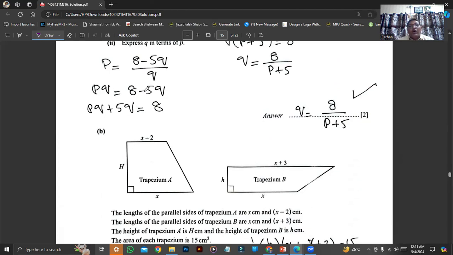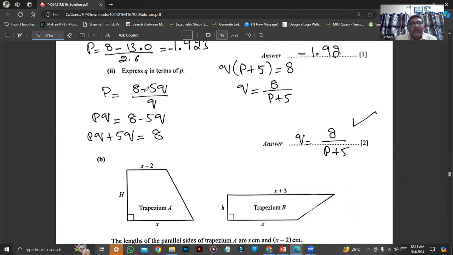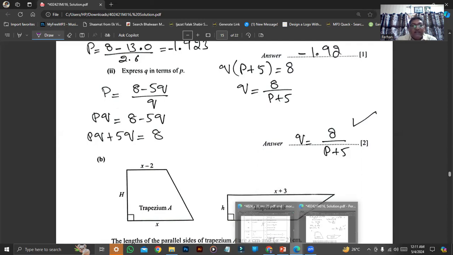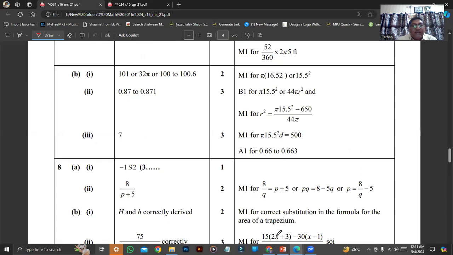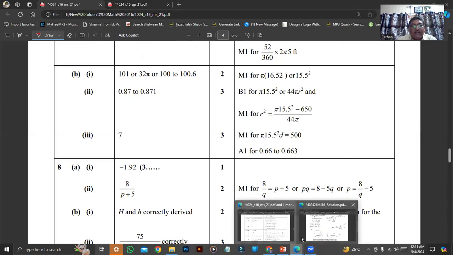I will take Q common. So you will have Q times P plus 5 equals 8. This bracket will go to the other side, it will divide. So Q equals 8 divided by P plus 5. And that is the right answer, sir. Let's have a look at what the marking scheme has to say. And the marking scheme says 8 divided by P plus 5 is the right answer, sir.